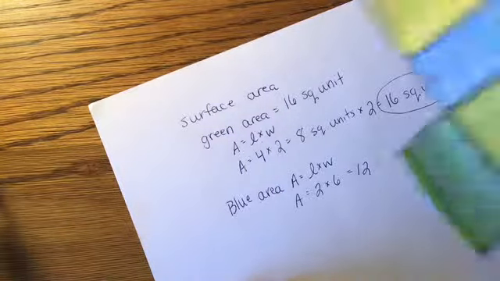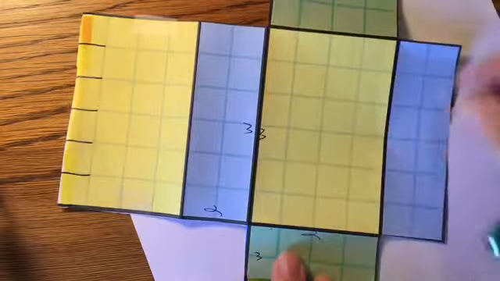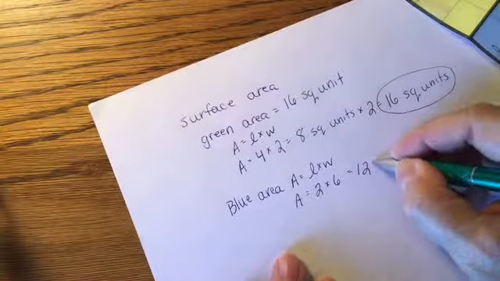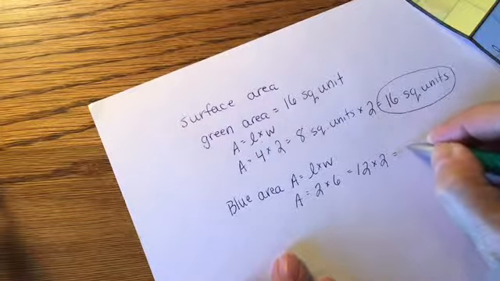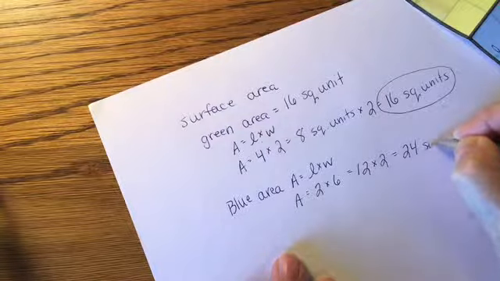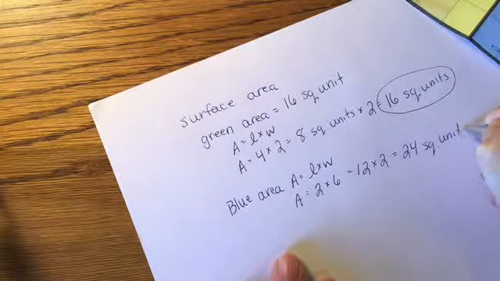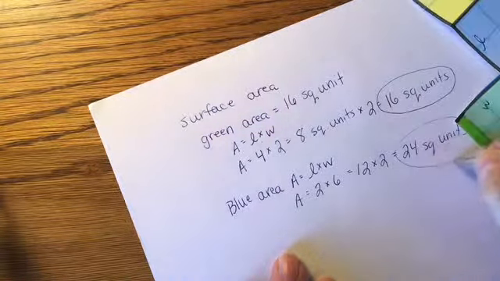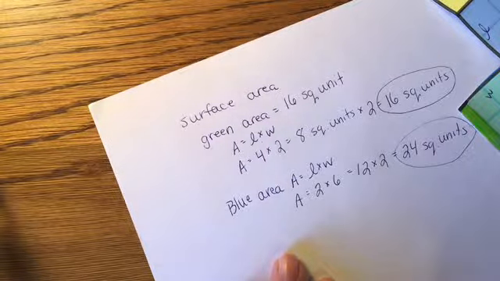Now, again, I had 2 of them, all right? 2 blues. So before I even label my square units, I'm going to multiply by 2, and that is 24 square units for my blue. I'm going to circle that because I'm going to need it when I come back.